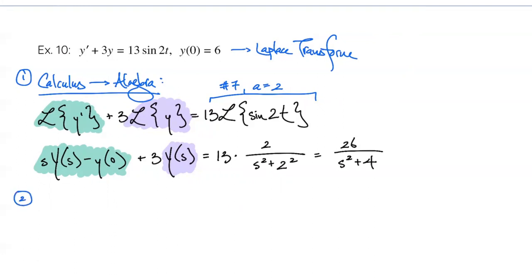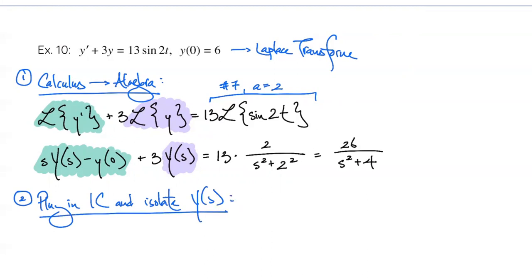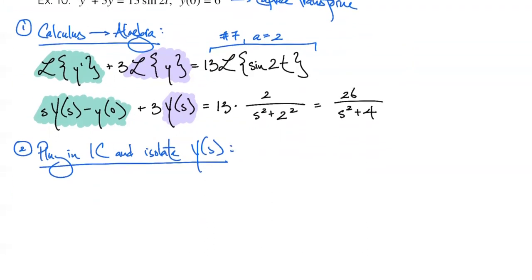Now for step 2, which I think is really almost like the second half of step 1. But for step 2, when we go ahead and plug in our initial conditions, we're going to plug in initial conditions and isolate uppercase y of s. That's going to give us our solution. Like at the end of this step, we have a solution. It's just in the wrong world and we have to translate it back.